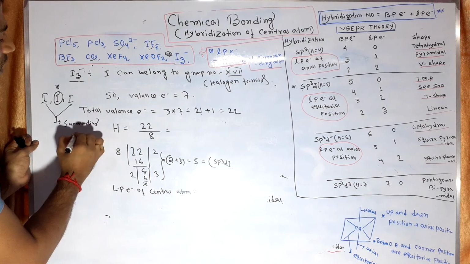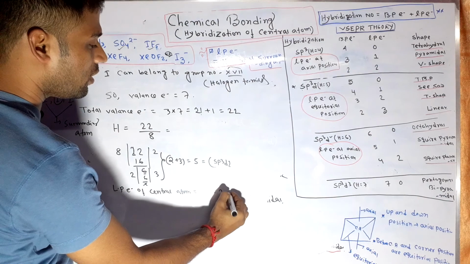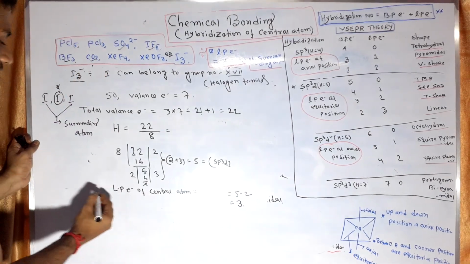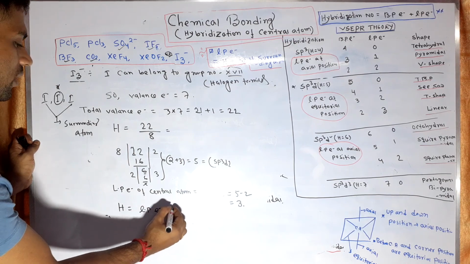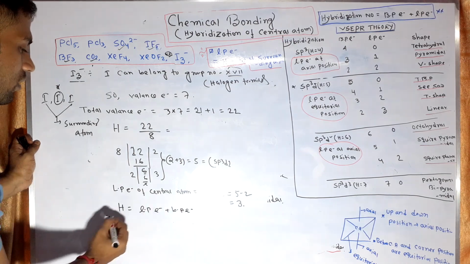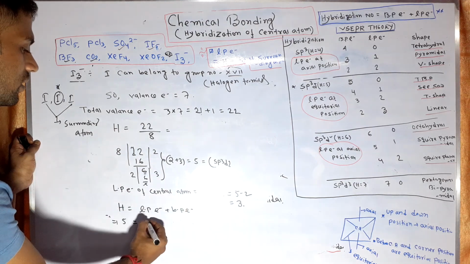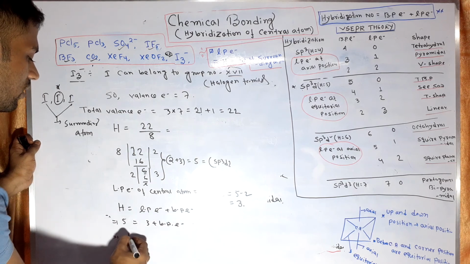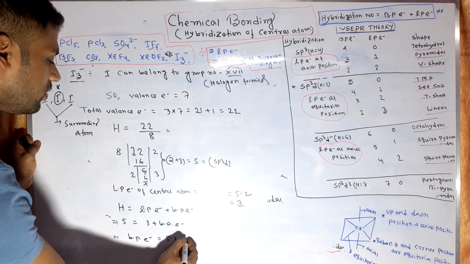Then the remaining 2 are surrounding atoms. So surrounding atoms number 2, hybridization number 5, so 5 minus 2 means lone pair electrons 3. Next procedure, we know that hybridization number is equal to lone pair electrons plus bond pair electrons. Hybridization number 5, lone pair electrons counted 3, so bond pair electrons is equal to 5 minus 3, which is 2.